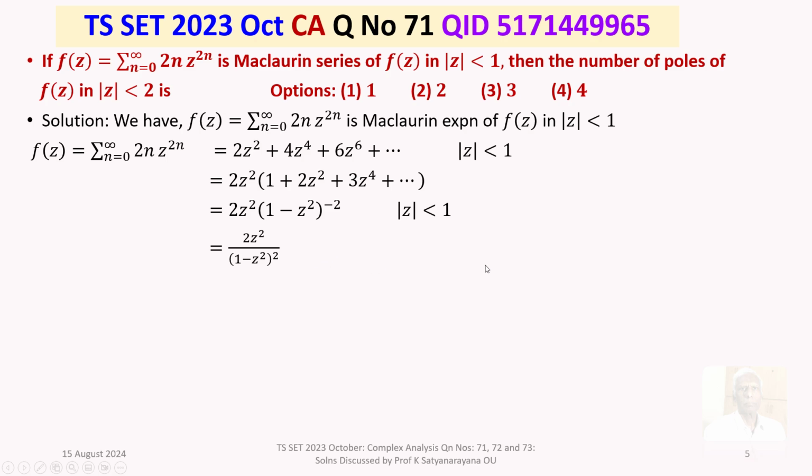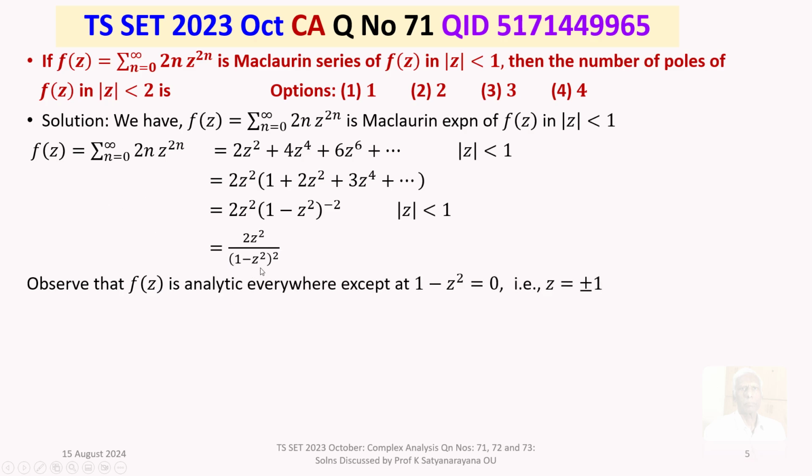So now we want to discuss the number of poles of this function f(z) in mod z less than 2. Observe that this function f(z), that is 2z square by (1 minus z square) whole square, is analytic everywhere except at 1 minus z square equal to 0, that is z equal to plus or minus 1. These are the poles of order 2. How many poles will there be? 2 poles. Are they inside mod z less than 2? Yes. If you take the modulus, mod z will be 1, which is less than 2. They lie in mod z less than 2.